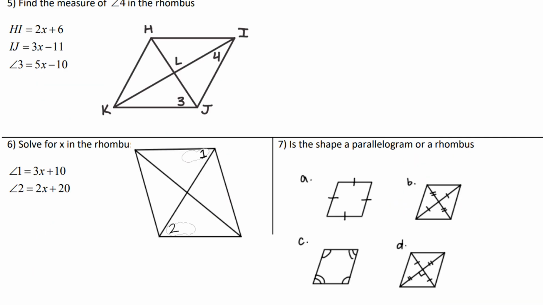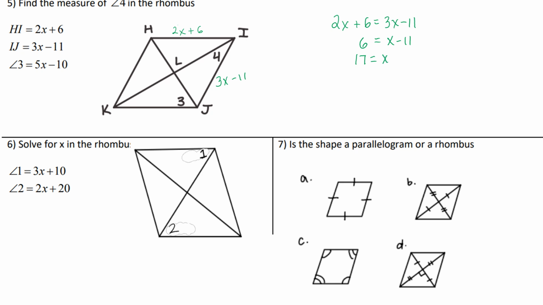Okay. For number 5, I know that HI is 2x plus 6. I know that IJ is 3x minus 11. I know that those two sides would have to be congruent because this is a rhombus, so 2x plus 6 equals 3x minus 11. Subtract 2x, x minus 11 equals 6, add 11, so x equals 17.